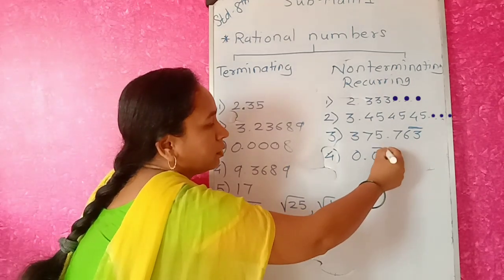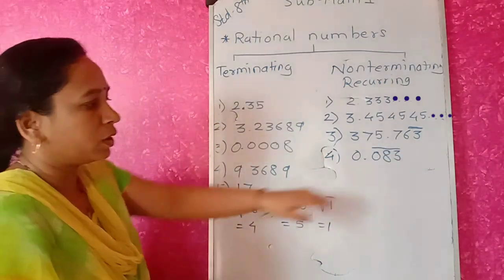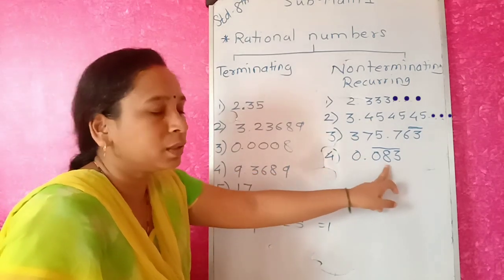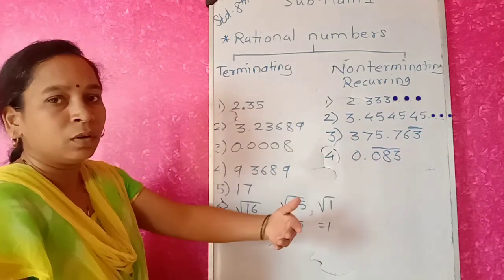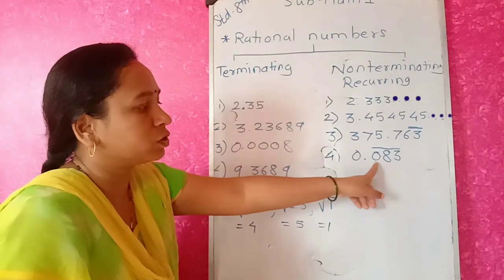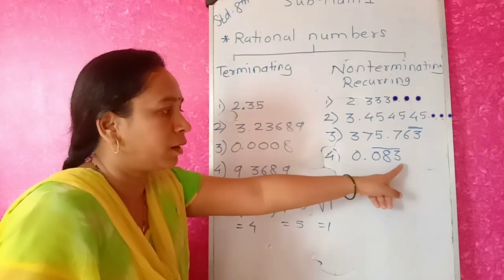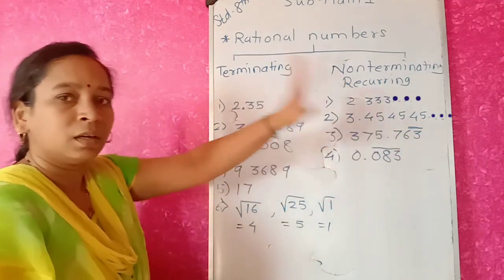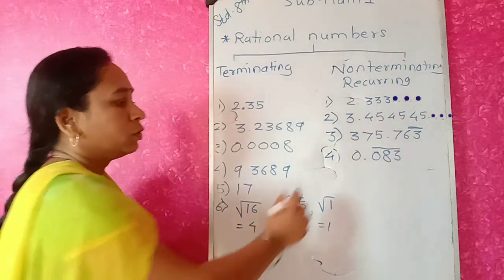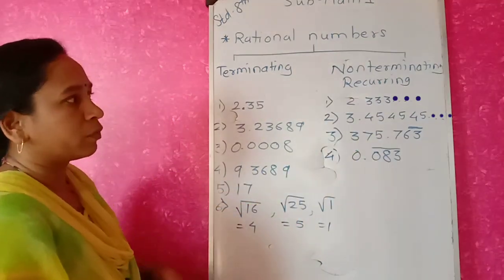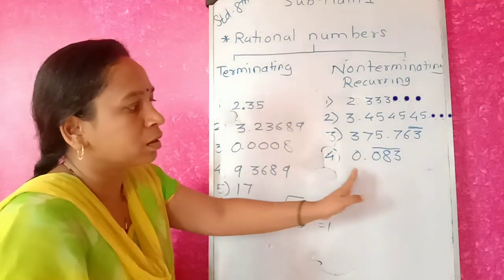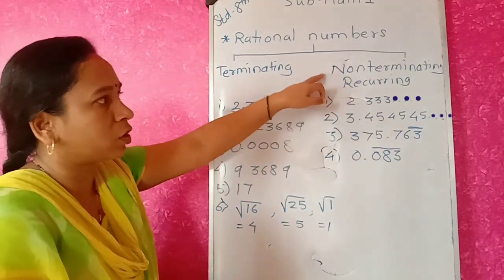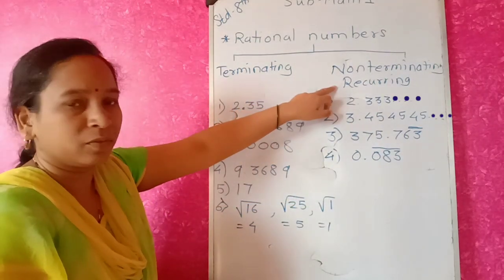Next one, 0.083 with a bar. Now what is the meaning of this? All these 3 digits are going to recur. That means after 083, it will come again 083, 083, 083. It's going to continue. So these are all examples of non-terminating decimals. They continue, so they don't have a limit. So here it is called non-terminating and recurring.